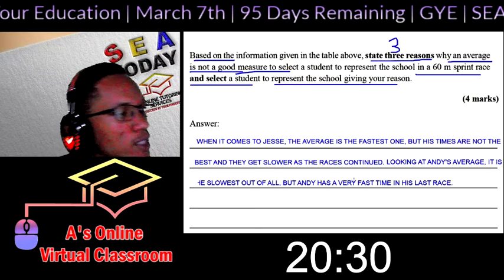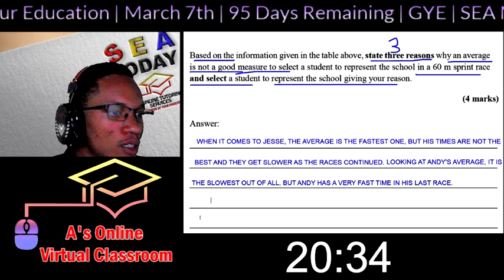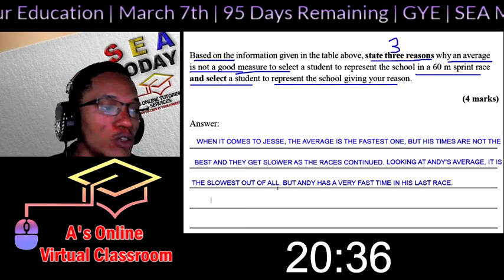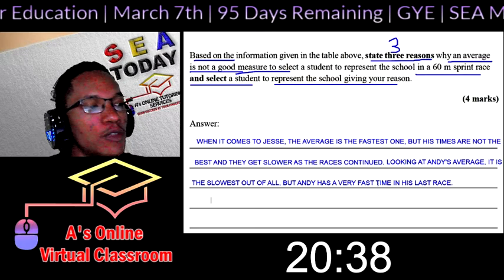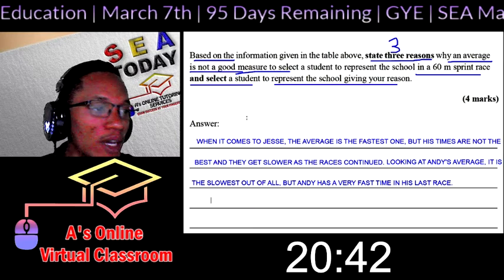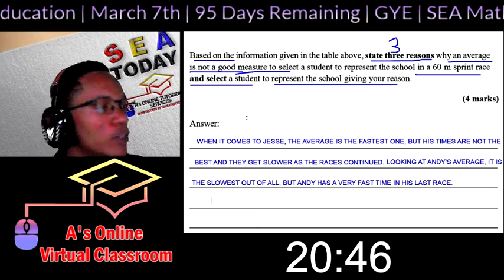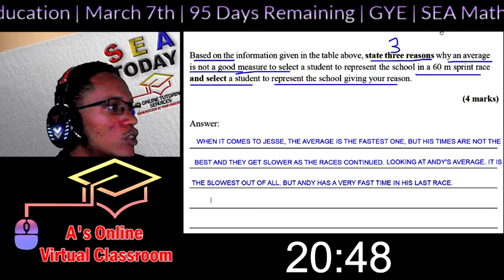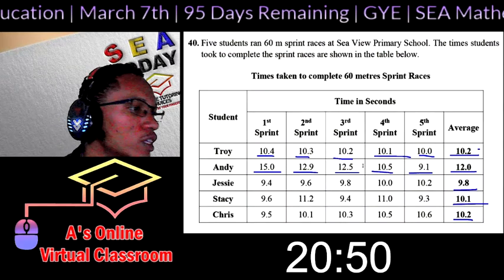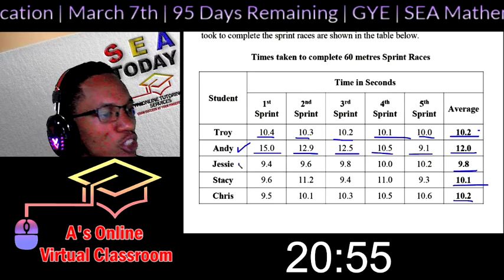Alright, so I said looking at Andy's average, it is the slowest out of all, but Andy has a very fast time in his last race. So we would have eliminated Andy if we were going by average, when that would not have been a very smart thing to do. So looking at one more reason, we looked at Andy and we looked at Jesse.